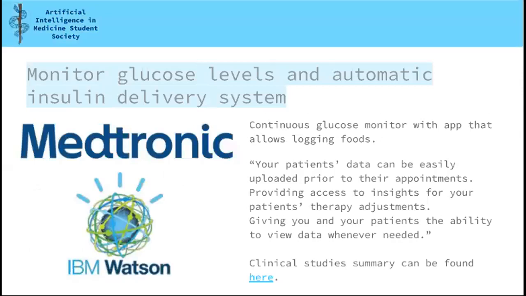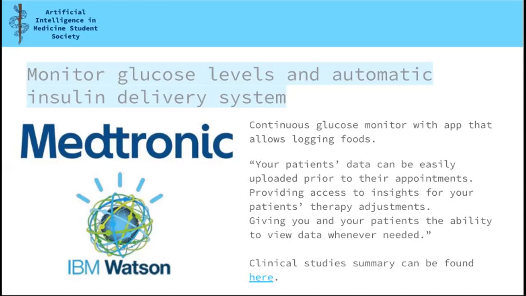So I already kind of showed this in one of my other presentations, but it's just interesting that they developed this system. So IBM Watson and Medtronic developed this system that can monitor glucose levels and automatically deliver insulin. So insulin delivery, type 1 diabetics definitely need insulin. And a lot of type 2 diabetics, later on in their diabetes, can convert into a little bit of type 1. So they become a mixed type. So a lot of people actually rely on insulin delivery to manage their diabetes.